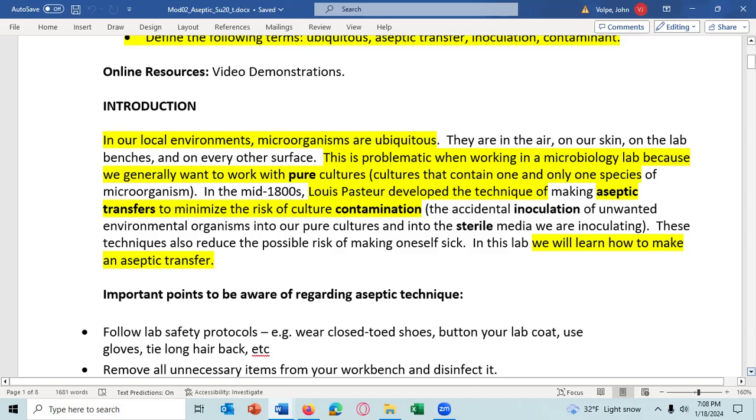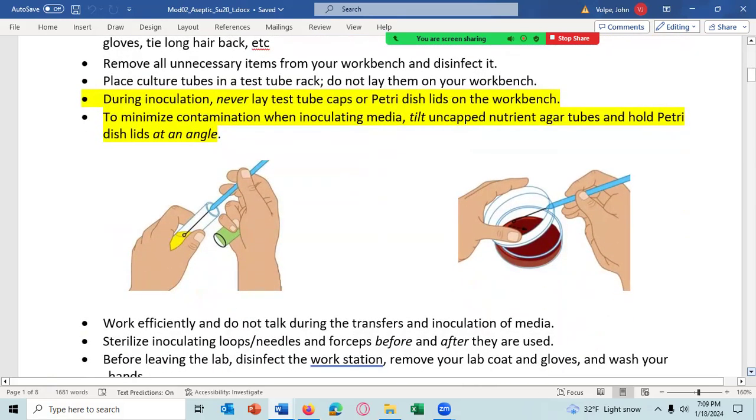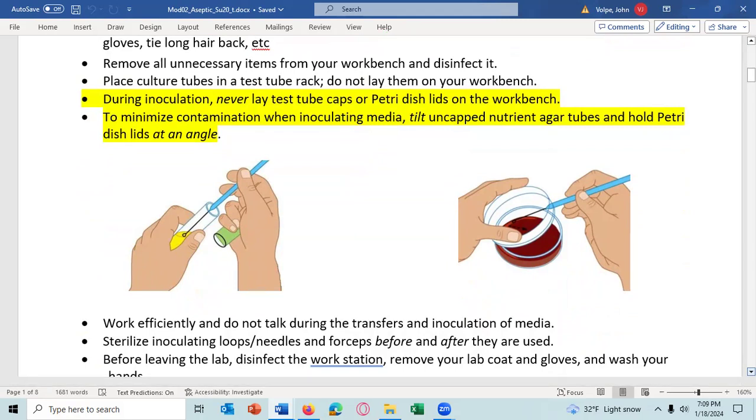Louis Pasteur also came up with the concept of aseptic technique and developed it to minimize the risk of culture contamination. We're going to learn about using aseptic technique in this lab. During inoculation, you should never put your test tube caps or Petri dish lid on the workbench.